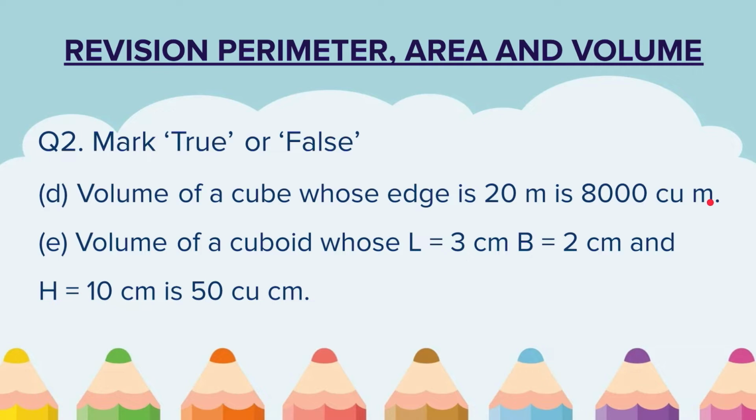D. Volume of a cube whose edge is 20 meters is 8000 cubic meter. Edge means one side. E. Volume of a cuboid whose length is 3 meters, breadth is 2 centimeters and height is 10 centimeters is 50 cubic centimeter. So basically in D and E part you have to find the volume and then check whether the answer given is true or false.